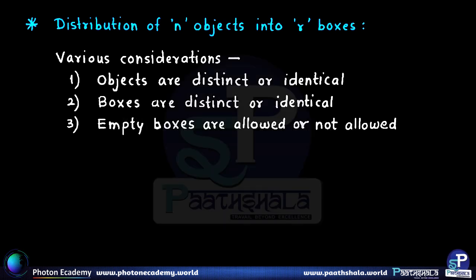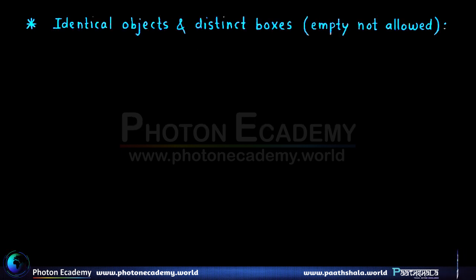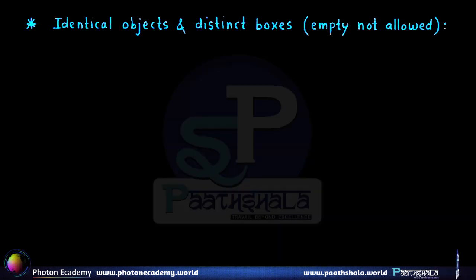Additionally, we may have the condition of whether empty boxes are allowed or not allowed. So under various combinations of these conditions, we will now see how to derive the formulae or techniques to compute the number of distributions of this particular type. So let's move on to the first type, that is, we have identical objects and distinct boxes, with the condition that empty boxes are not allowed.